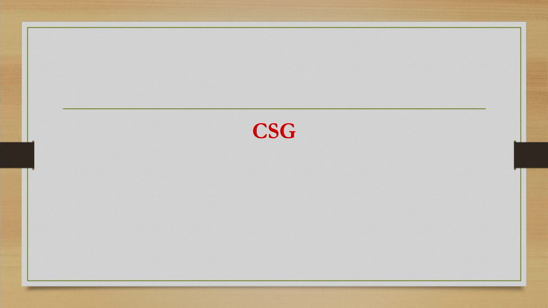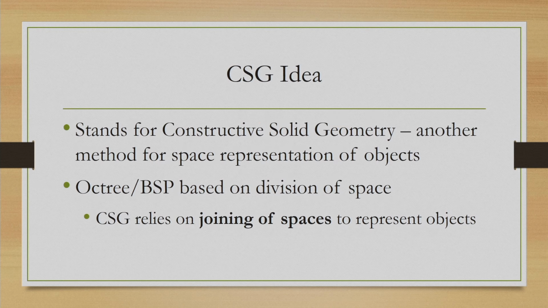There is another space partitioning method known as CSG. What does it mean? It stands for constructive solid geometry. This is another method for space representation of objects.